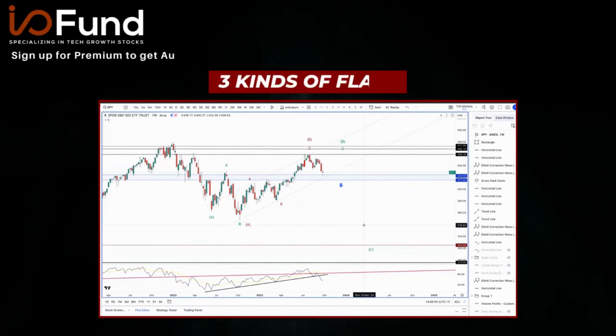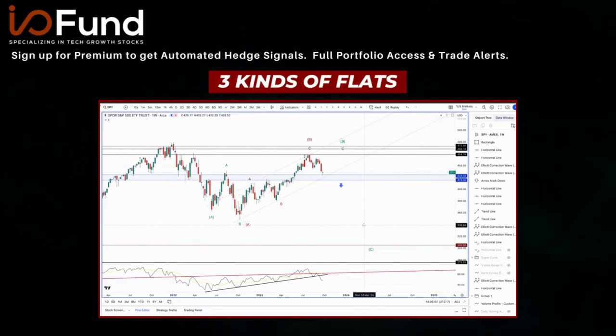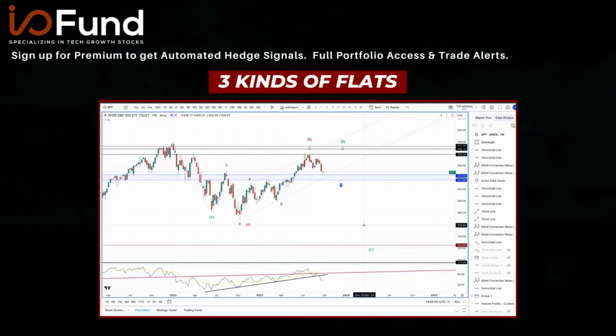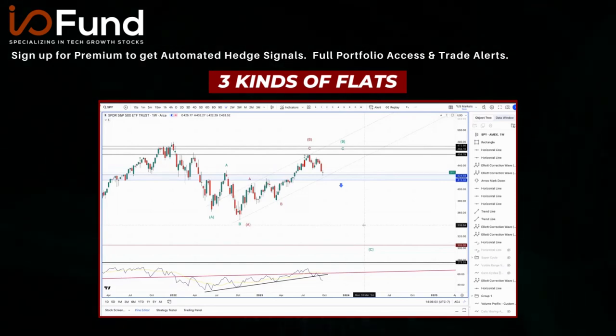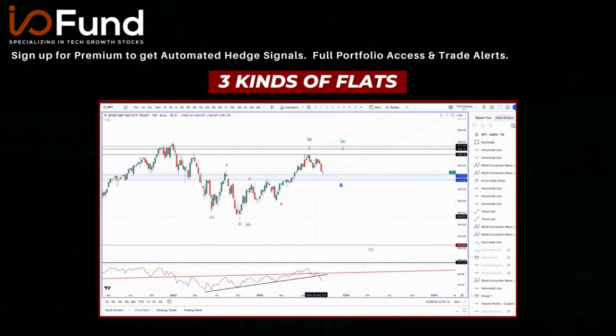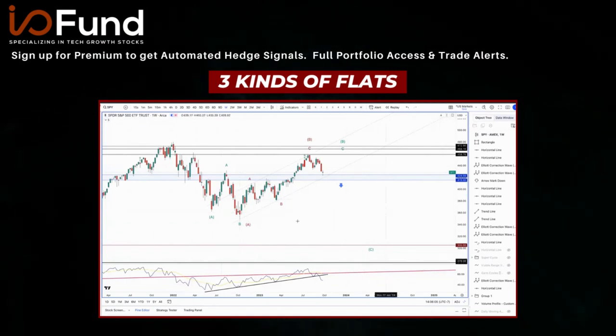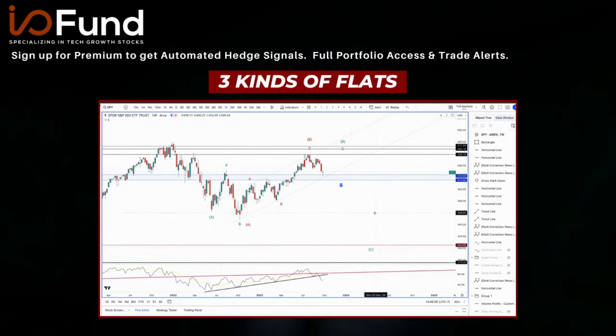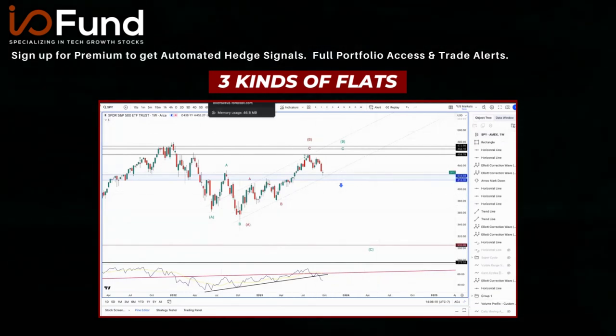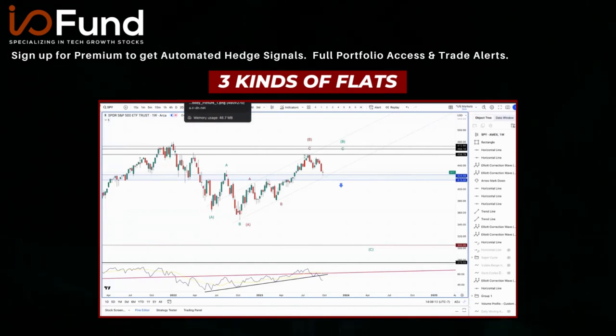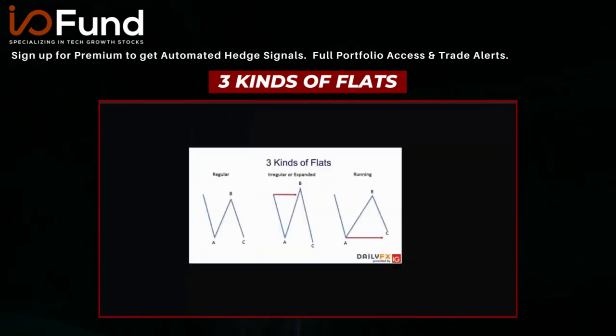I want everyone to understand these patterns because there's only a few of them, and it's really what I'm tracing. Within the world of corrective patterns, this is a correction, a three-wave correction, an A, B, and a C. There's three types of what we call flats, which are corrective patterns.